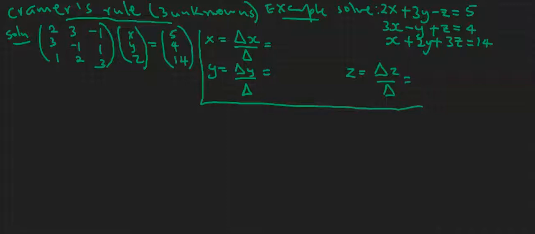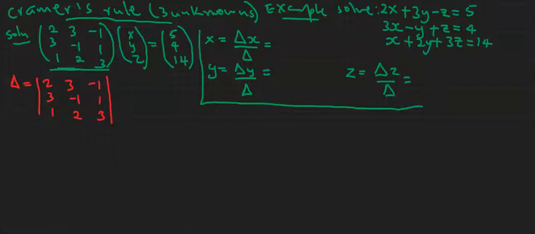So let's start with the determinant of the coefficient matrix. This is the coefficient matrix. So how do we get the determinant of the coefficient matrix? This is the determinant of 2, 3, 3, -1, 2, -1, 1, 3. This matrix, we need to find its determinant.